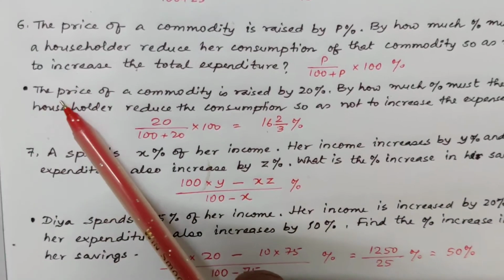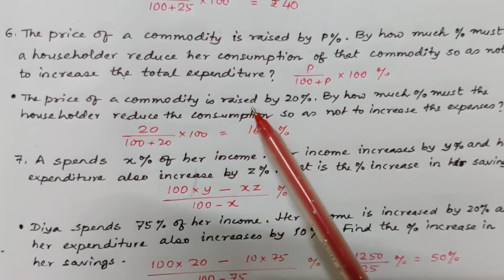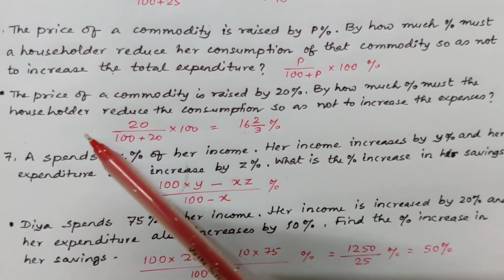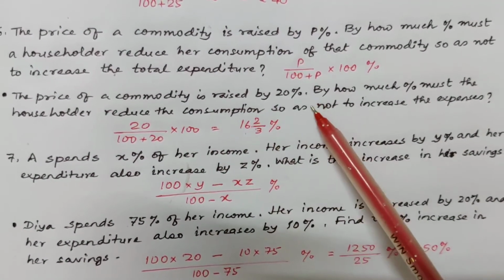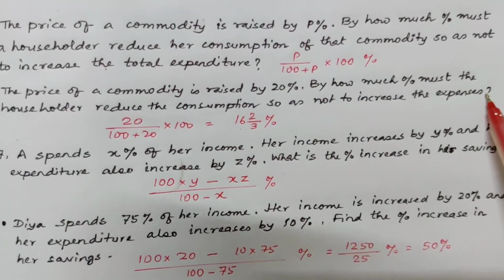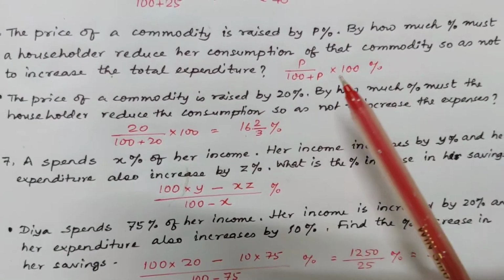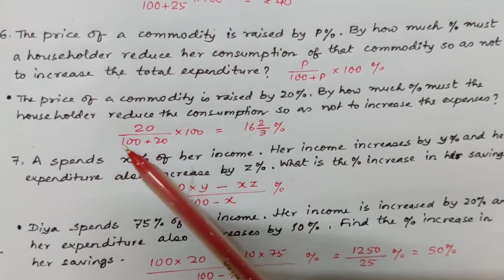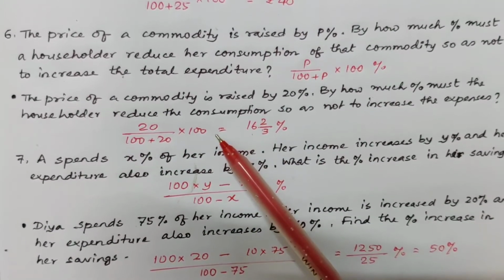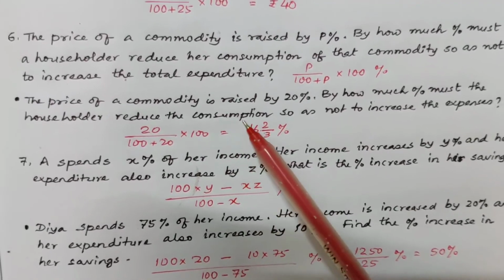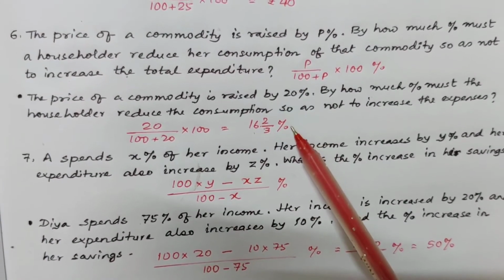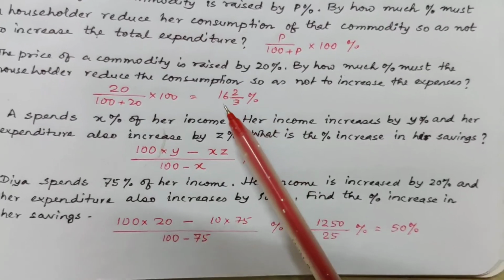Coming to the problem, the price of a commodity is raised by 20%. By how much percent must the householder reduce the consumption so as not to increase the expenses? So here it is 20 by 100 plus 20 into 100, that makes it 16 2 by 3%. Simple, isn't it?